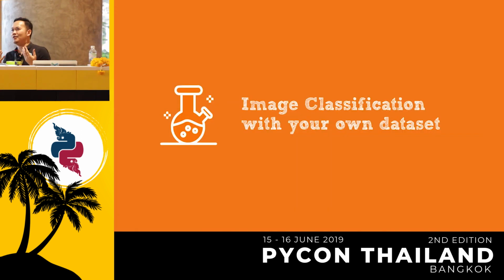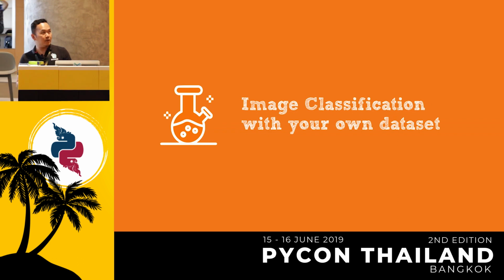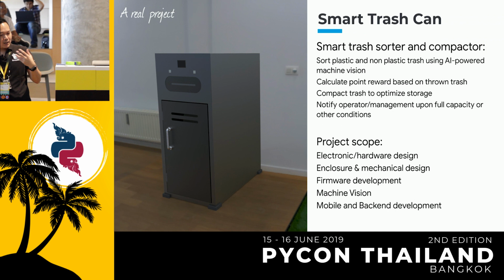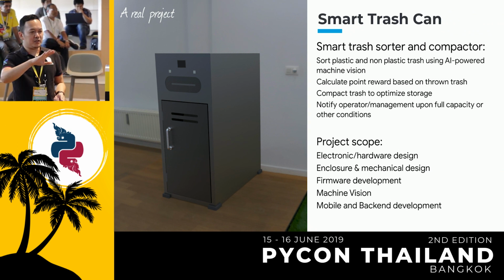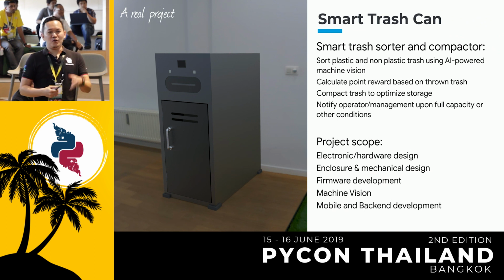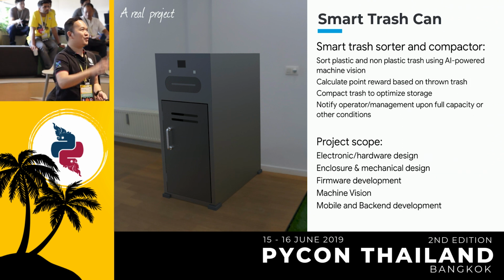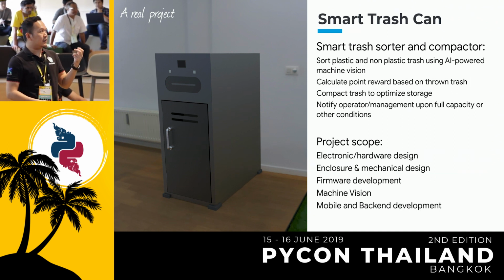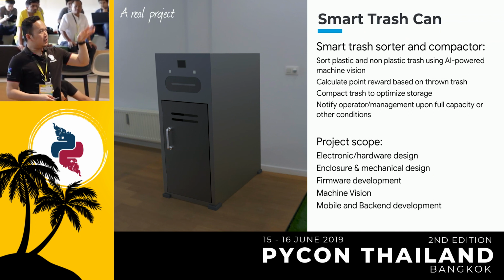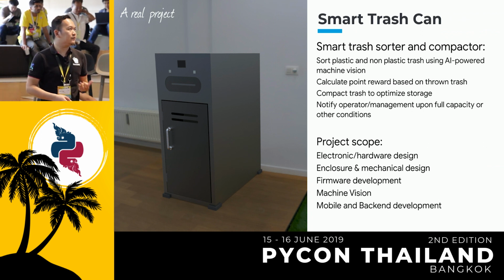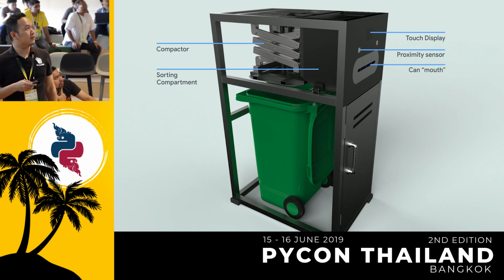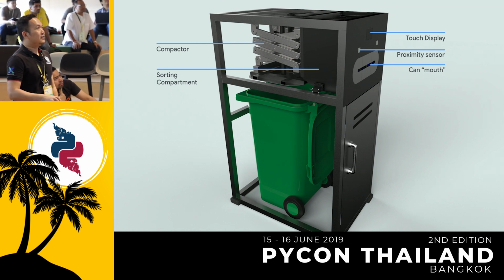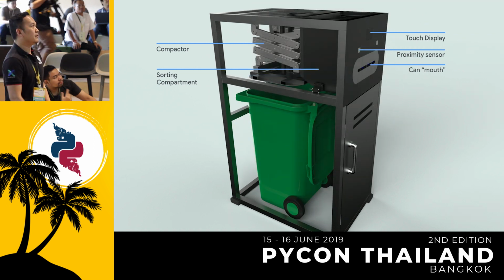But now, how can we use our own data set in order to do image classification? For that, I want to tell a story about what we're currently doing. My company is making what we call a smart trash can. It's all about sorting plastic and non-plastic, because we want to give rewards to the people who throw the trash. Currently the project includes the whole thing: design, hardware, mechanical, firmware, simulation and everything. This is the inside. You can see there's a compactor to compact the trash, and there's a magic box here. This is actually a sorting compartment.